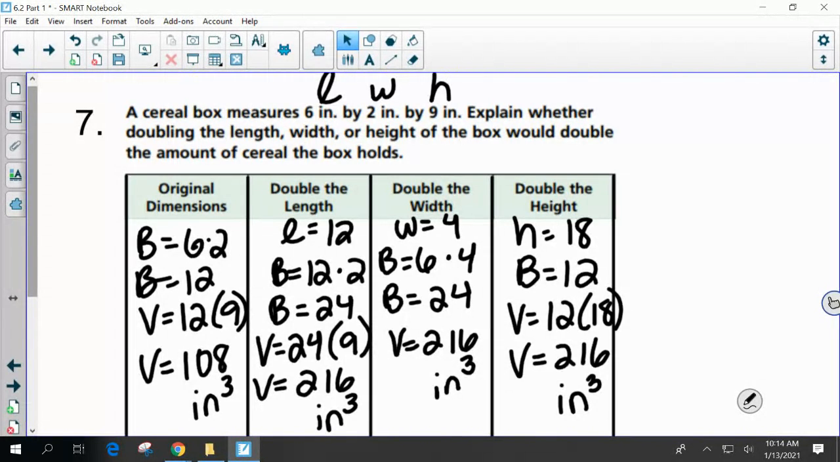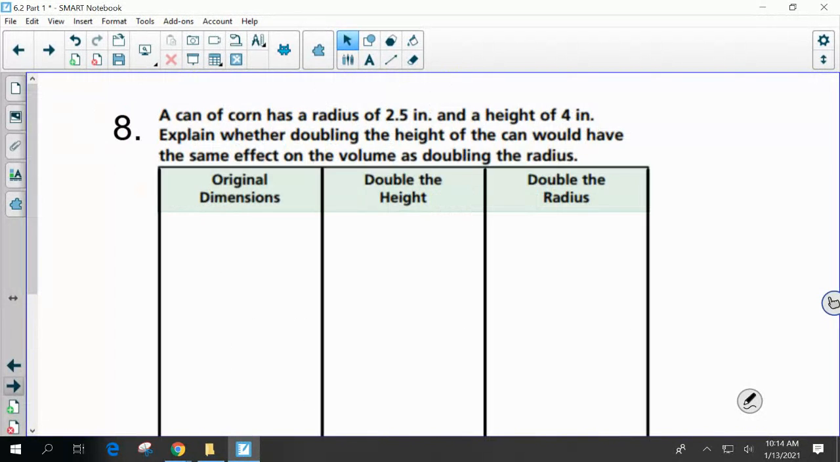Sometimes family size is a little bit taller, but it's not like double a regular box of cereal. That would be ridiculously tall, and it wouldn't fit on a grocery store shelf or a pantry shelf at your house. It wouldn't fit. Okay, so those are things companies have to think about.